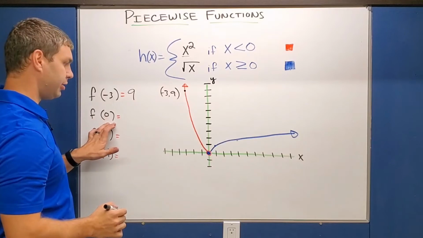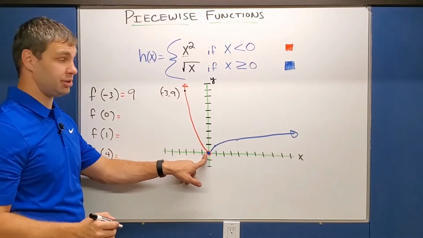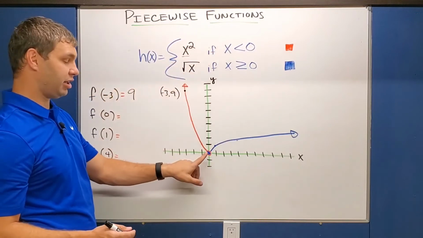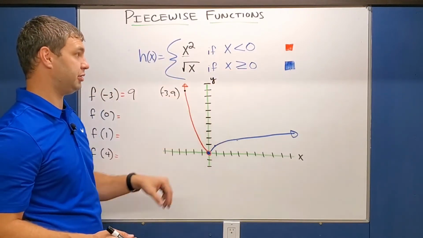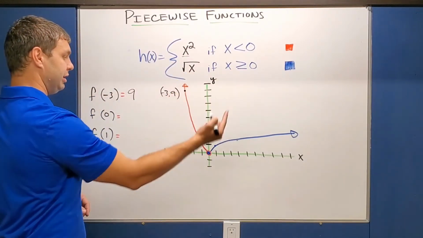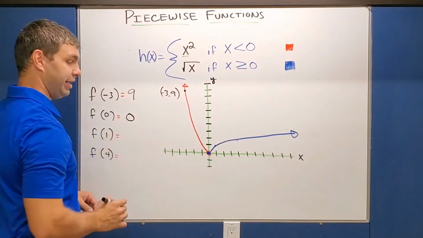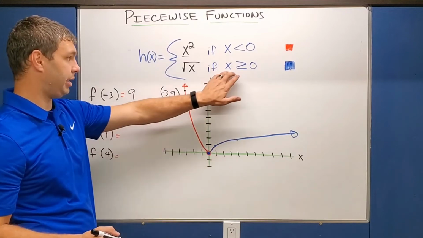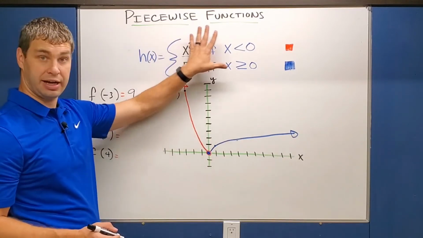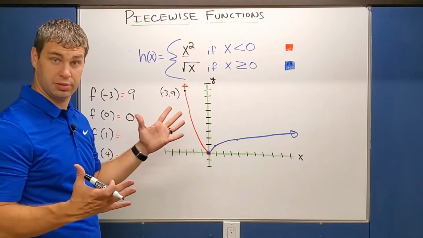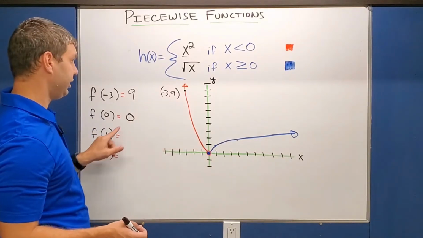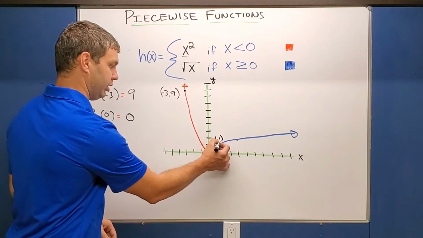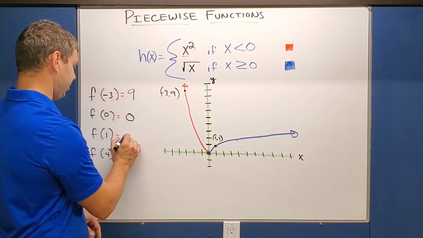At f of 0, it's going to be 0, okay? And even though that's an open dot for this one, it's a closed dot for the bottom blue function, okay? The square root of 0 is 0, so that is my output there. The next one at 1, well, again, I'm using the bottom function, and you can do it algebraically or graphically, either way. But if I plug in 1, the square root of 1 is 1, or graphically, you can see this is the point 1, 1 right there. Okay, so my output is 1.